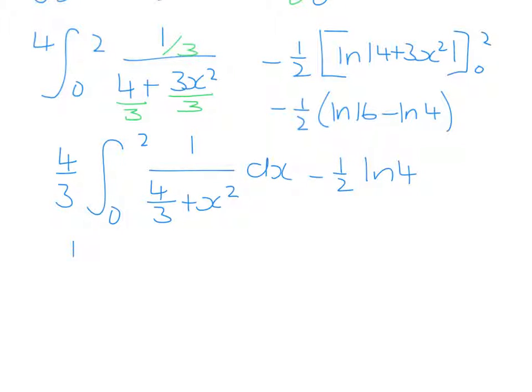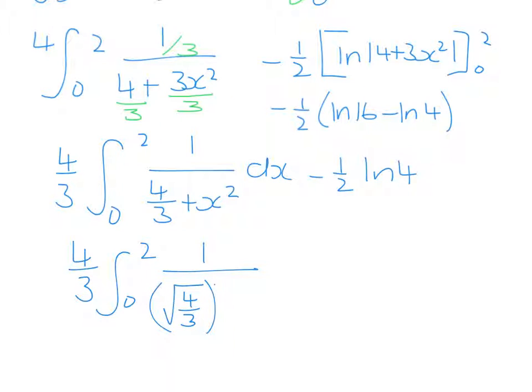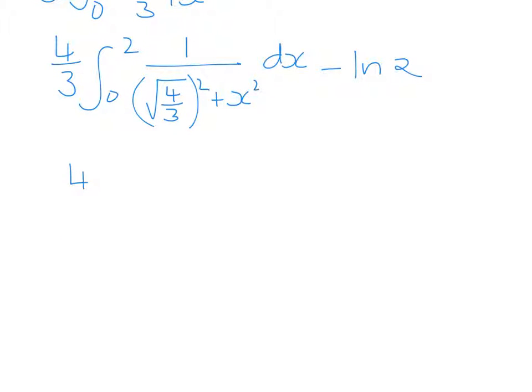This is almost tan, but the tan is the sum of two squares. So if I make my first term the square root of 4/3 squared, plus x squared, and still using my rules of logs, I have minus ln 2. I can now see that I have 4/3 the inverse tan of x, and then I've got to multiply this by 1/a, so that will be the square root of 3/4, and I'll need to put that in front of the tan as well, square root of 3/4.